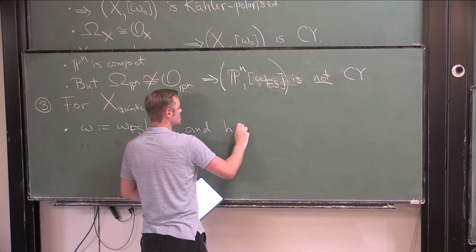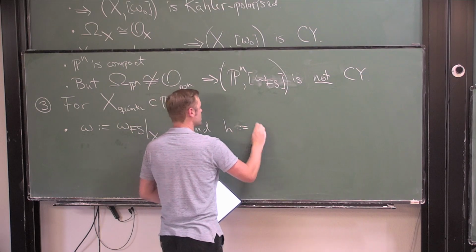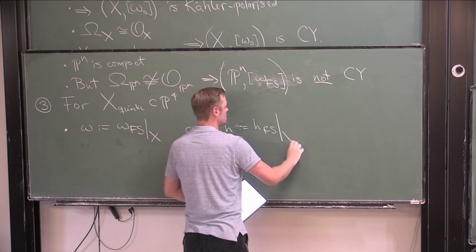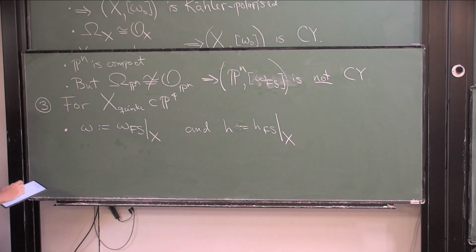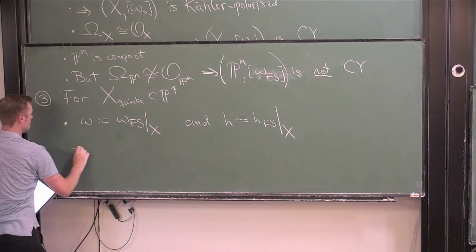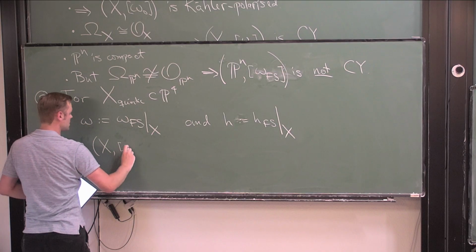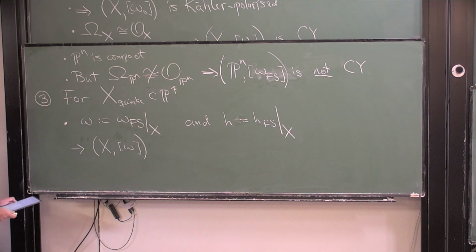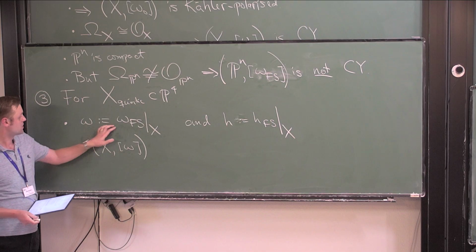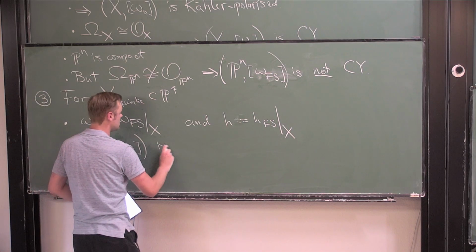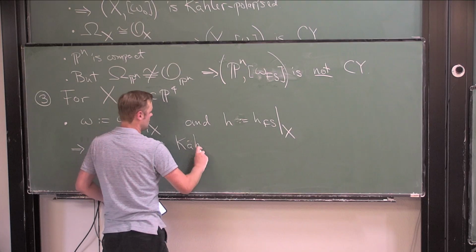So I'll call H also the restriction of the Fubini-Study metric to X. So what we get from the explanation I gave is that this pair of X and the cohomology class of this restricted Fubini-Study metric is indeed Kähler polarized.